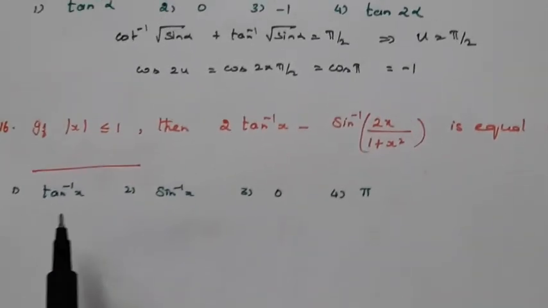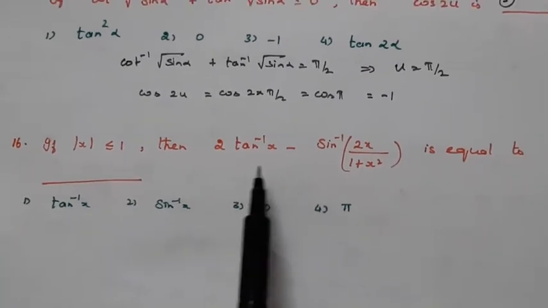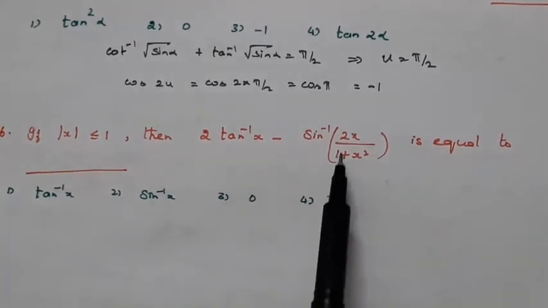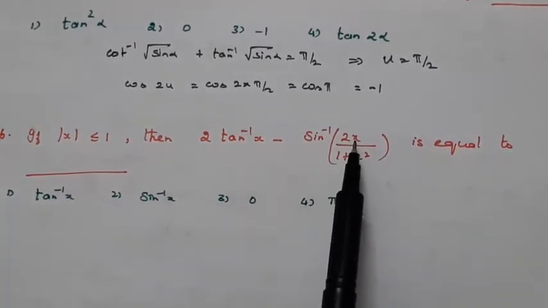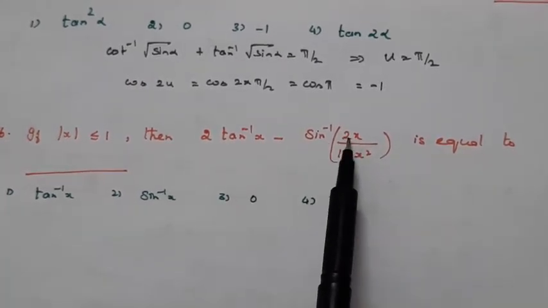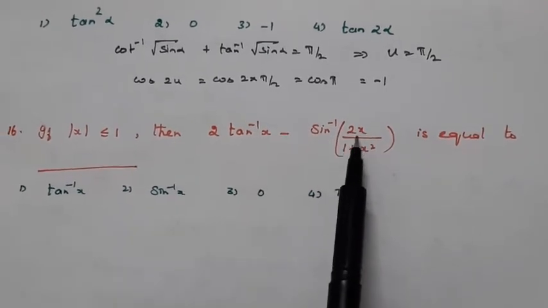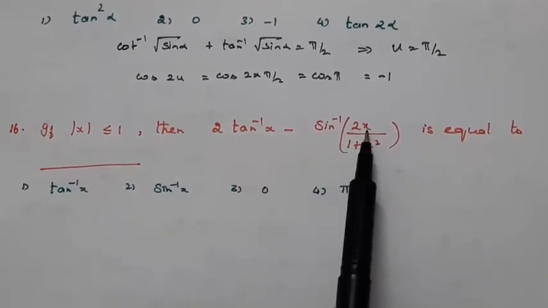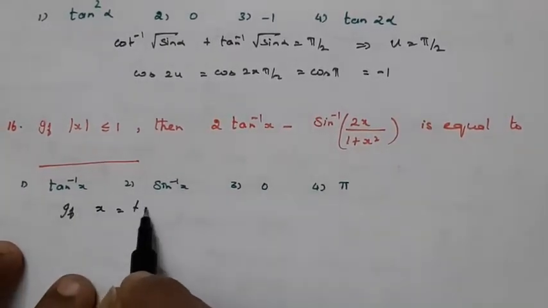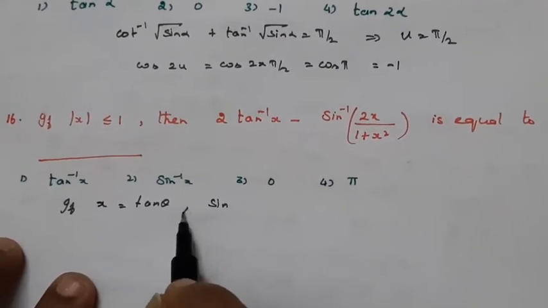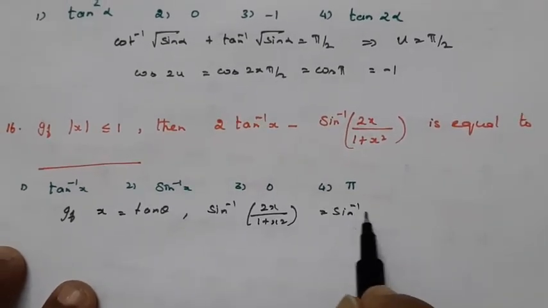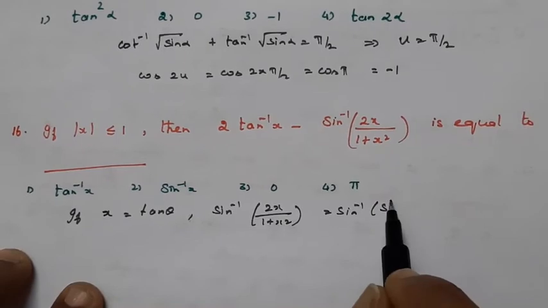Then, if modulus of x is less than or equal to 1, then 2 tan inverse of x minus sin inverse of 2x by 1 plus x squared is equal to dash. Okay. See, by looking at this, we can easily see that by substituting x as tan theta, it will be equal to sin 2 theta. So, we can easily substitute, cancelling sin inverse of sin, that is, it would be equal to 2 theta. So, let us take x to be tan theta. So, what happens if x is equal to tan theta, then sin inverse of 2x by 1 plus x squared is equal to sin inverse of sin 2 theta.